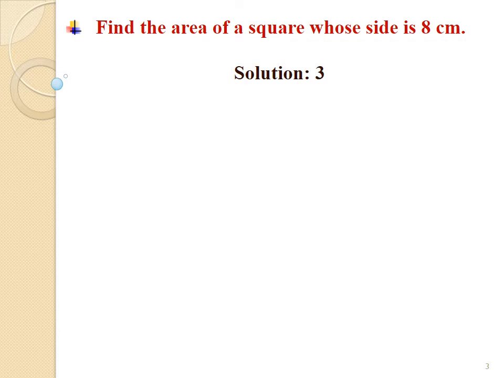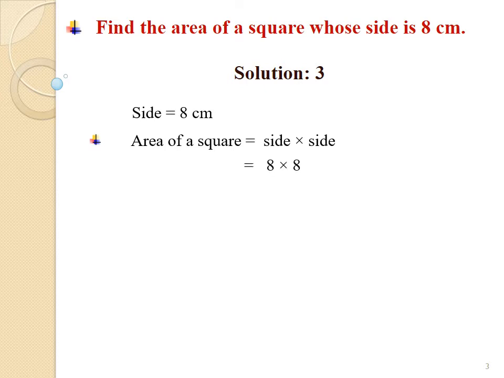Thus, area of a square equals side into side, which equals 8 into 8. Now, multiplying 8 by 8, we get 64. Thus, area of a square equals 64 square centimeters.